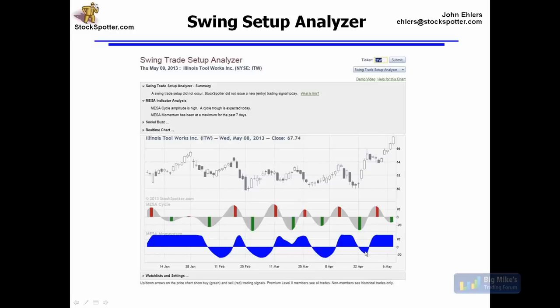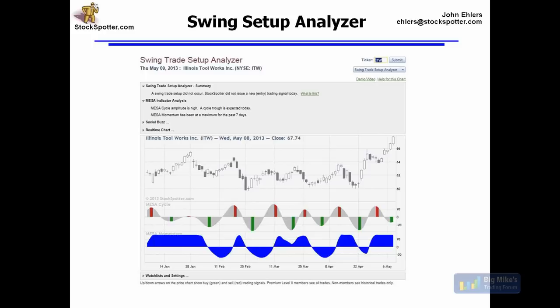This is not a cherry-picked chart. You can go to stockspotter.com, pick any symbol of your choice, pick any time frame of your choice, and just see how the swing setup works. It's all free, you can use it freely. Also, we have some screeners that show trending conditions, etc. And all of this, the setup analyzers and indicators are free on StockSpotter.